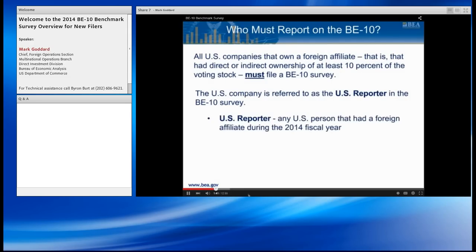A U.S. reporter is defined as any U.S. person that had a foreign affiliate at any time during the U.S. person's 2014 fiscal year. A U.S. person is any individual or entity that resides in the United States or is subject to the jurisdiction of the United States. The BE10 is being conducted under the authority of the International Investment and Trade and Services Survey Act.